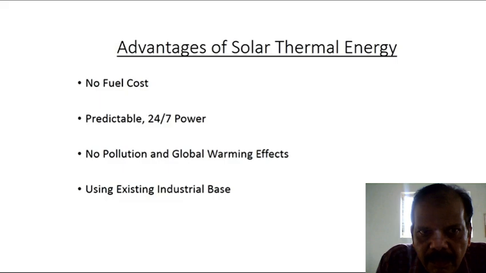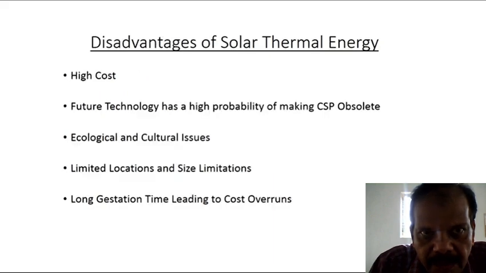So we have no fuel cost, because the solar energy is abundantly available free of cost. So there is no fuel cost, and it is predictable. On all long sunny days, so 24/7, the power can be stored and can be used for the power conversion, and it will generate no pollution and no global warming effects. So it is using the existing industrial base, so that the dependency on fossil fuel is reduced.